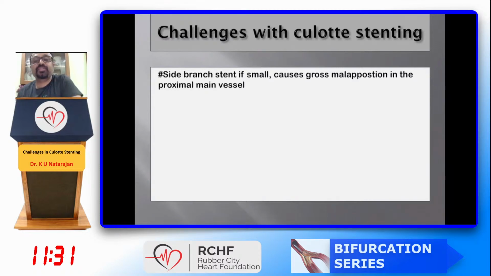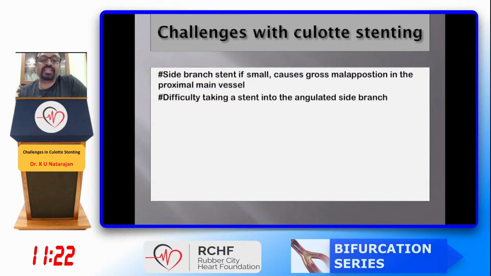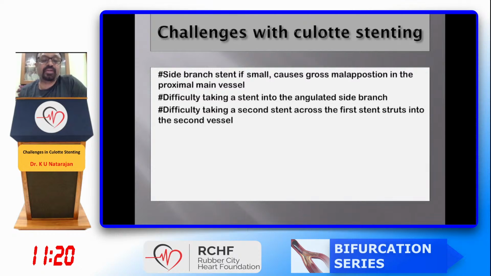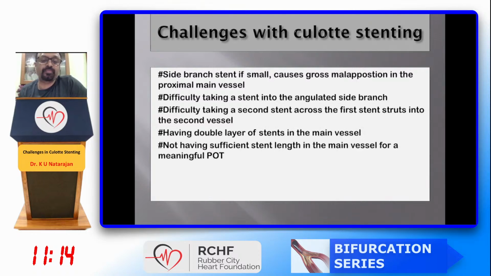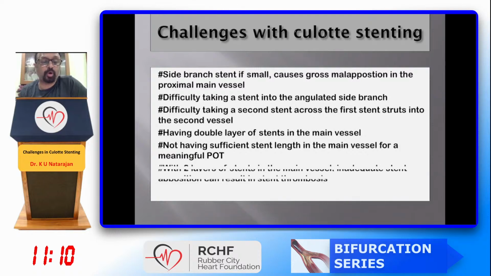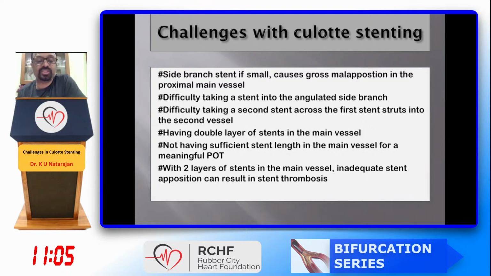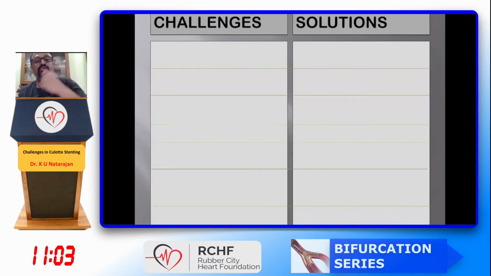So what are the challenges with Culotte stenting? Side branch stent, if it is small, causes gross malapposition in the proximal main vessel. Difficulty taking a stent into the angulated side branch. Difficulty taking a second stent across the first stent into the second vessel. Having 2 layers of stents in the main vessel. Not having sufficient stent length in the main vessel for a meaningful POT. With 2 layers of stents in the main vessel, inadequate stent apposition can result in stent thrombosis.